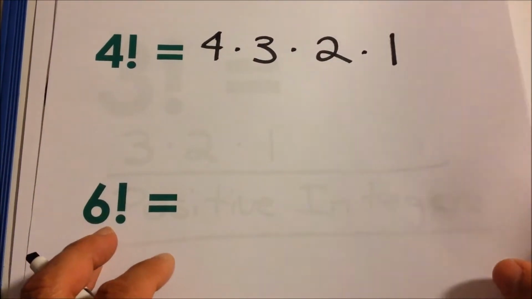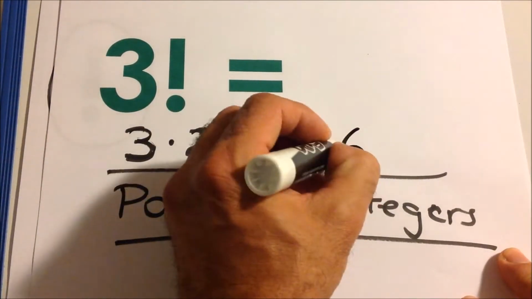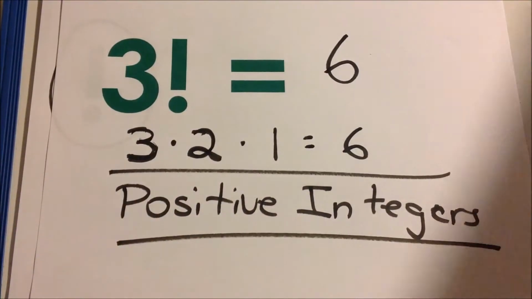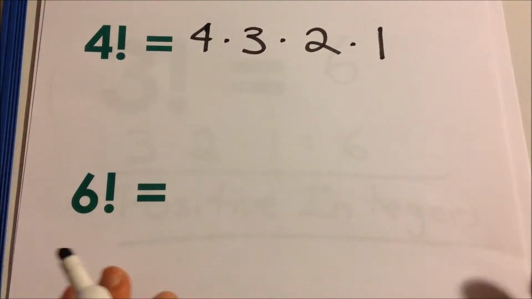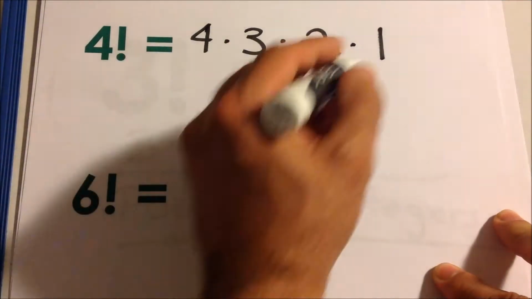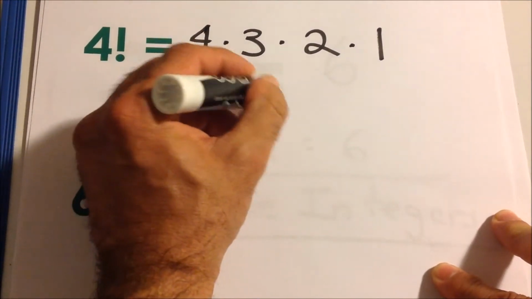Right? So let's go back to 3 factorial. 3 times 2 times 1, so the answer is 6. So 3 factorial is 6. So what do you think 4 factorial is? All right, 4 times 3 is 12, times 2 is 24. So 4 factorial is 24.